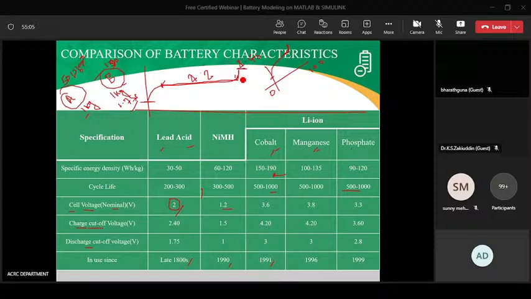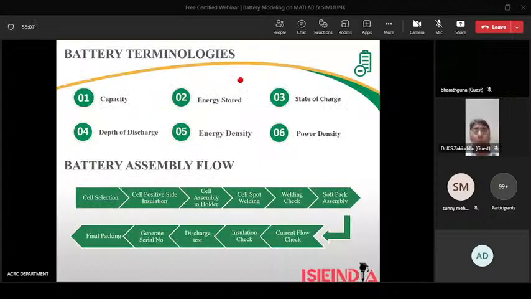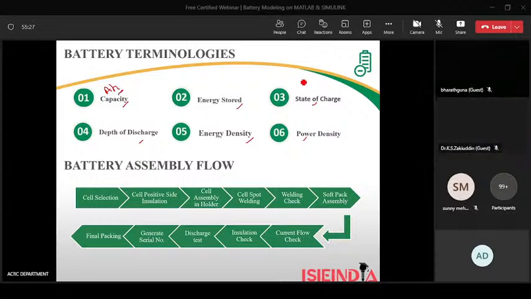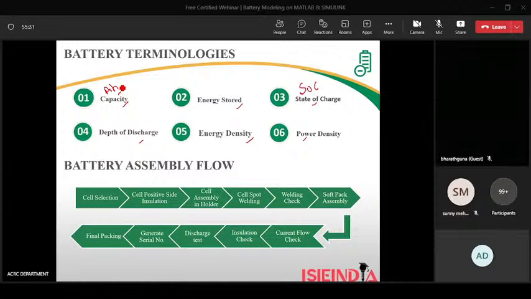Yes, sir. Okay. So now the different terminologies of the battery: first one is the capacity, then the energy stored, the state of charge, the depth of discharge, the energy density and the power density. So first, the capacity. It is the Ah rating of the battery. Ah is the ampere hour rating of a battery.